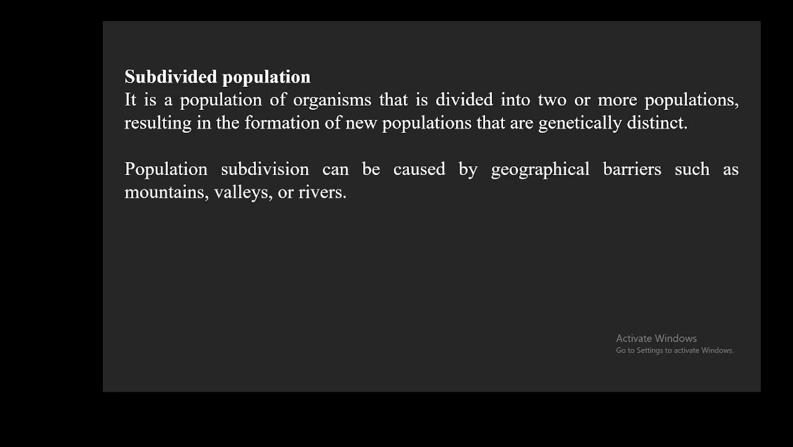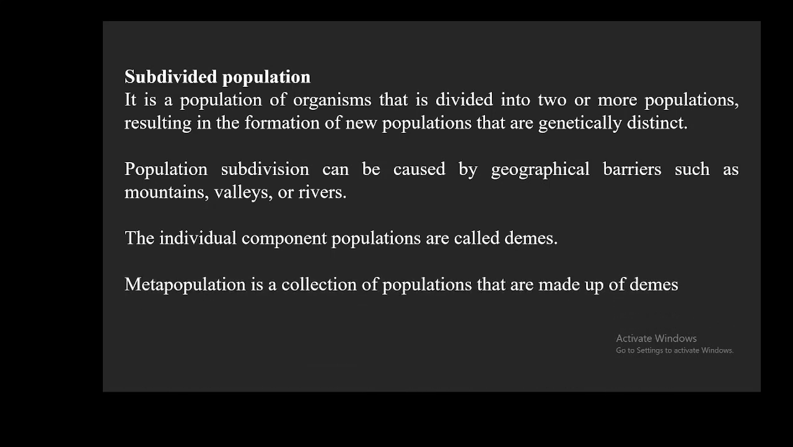And how can population subdivision occur? It could be caused by geographical barriers such as mountains, valleys or rivers. They separate the original population into multiple populations. The individual component populations are known as demes, and we will discuss it in my next slides. And a metapopulation is the collection of populations that are made up of demes.